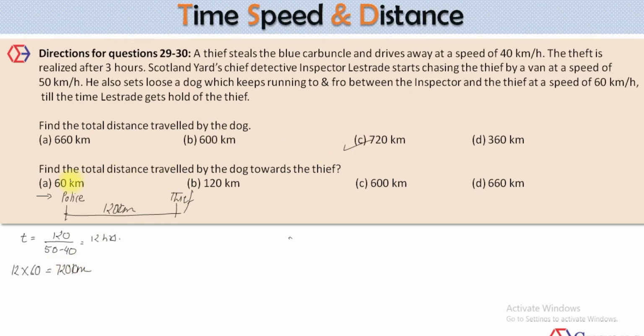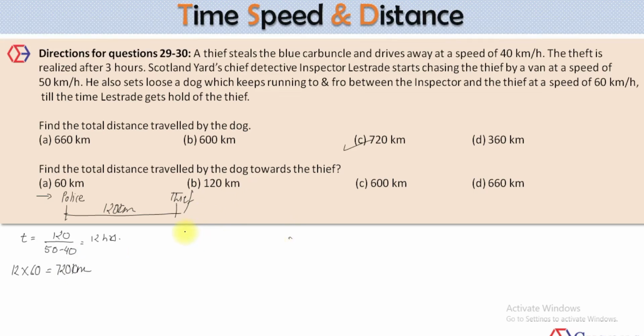C. Well, now if you look at the second part, it states to find the total distance traveled by the dog towards the thief. He has traveled 720 kilometers. Out of that, some distance will be covered in the forward direction, that means towards the thief, and some part will be covered towards the policeman.